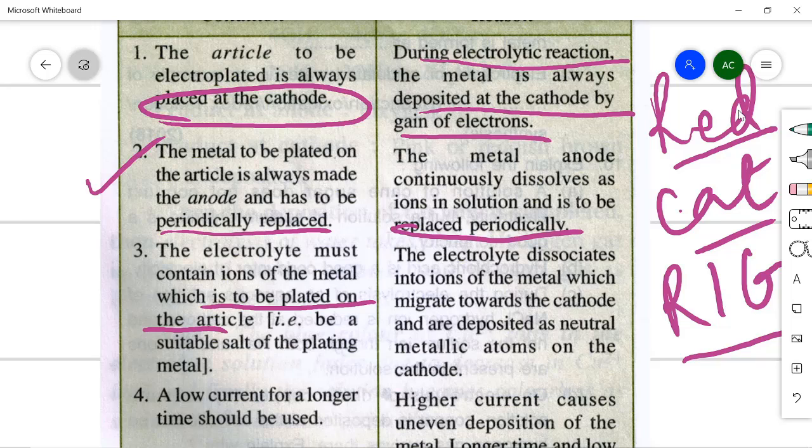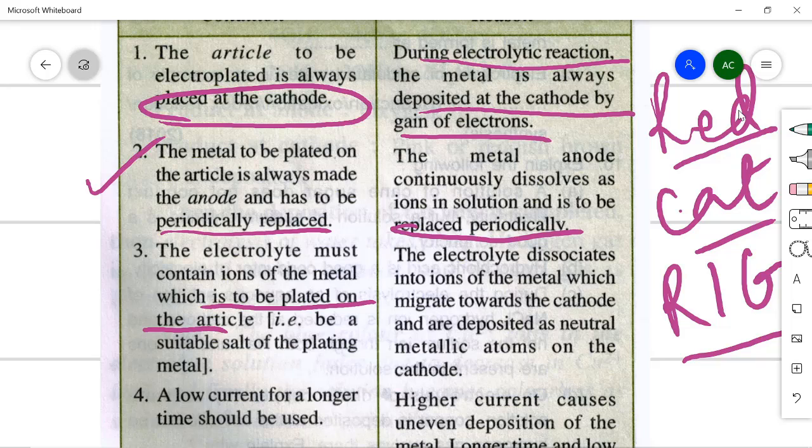So always remember, electrolyte must contain ions of the metals which is to be plated on the article. Suppose I want to electroplate gold on anything, तो मुझे जो electrolyte लेना पड़ेगा वो किसका compound होना चाहिए? वो gold का होना. Okay, so if I want to electroplate anything with silver, so I should take a silver compound. And why it is so? Because when you start electrolysis, I told you that electrolyte dissociates, breaks down into ions. Now these ions of the metals, they migrate towards the cathode. अगर electrolyte में silver है ही नहीं तो वो move कैसे करेगा cathode पे ना?